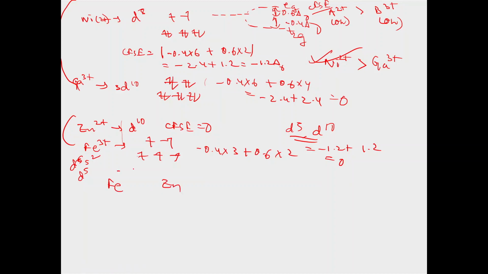But we know that if we go along the series from left to right, the size decreases. So zinc is smaller in size than Fe3+, and zinc is in the +2 oxidation state. So the smaller one is going to the tetrahedral void, and the larger one, the trivalent ion Fe3+, is going to the octahedral void. So it is also having a normal spinel structure only.